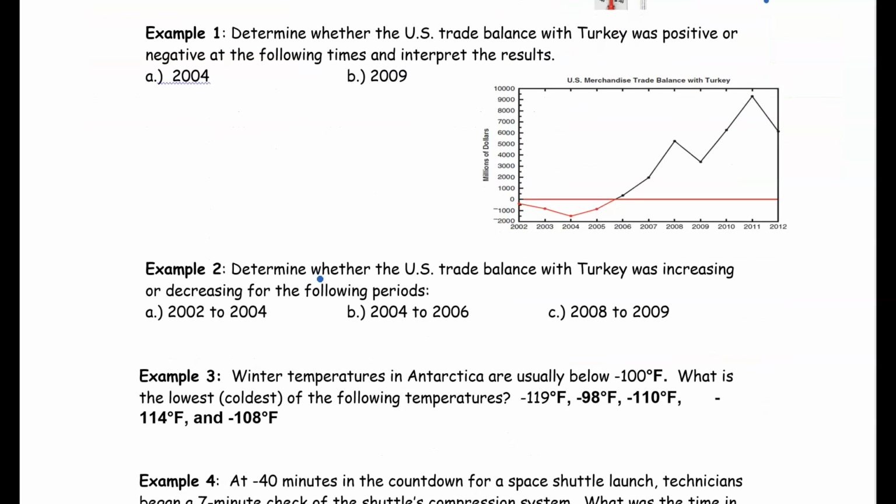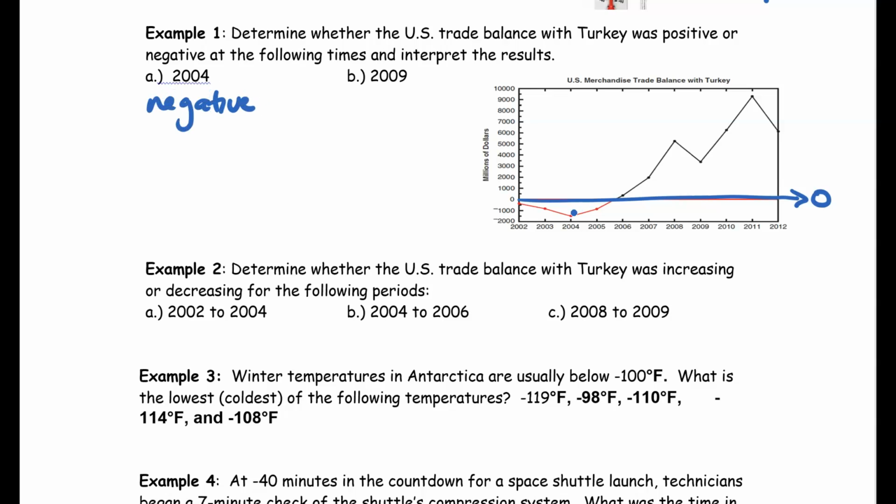So example 1, and this picture comes from our textbook. Determine whether the U.S. trade balance with Turkey was positive or negative at the following times and interpret the results. So is it positive or negative? And then let's interpret the results. So 2004. See if you can figure out what the trade balance would be in 2004, and then let's interpret those results. So it looks like in 2004, and it's negative because this line here, you can see it's in red. This is where 0 is. So anything below that line, so this line here is in red because it's underneath 0. So I'm going to say negative.